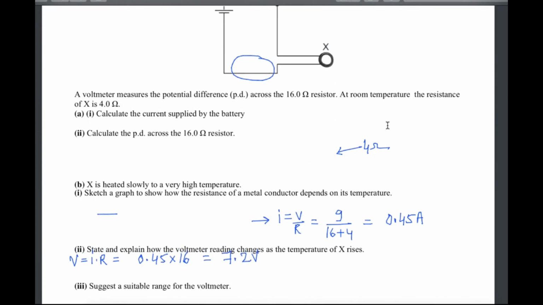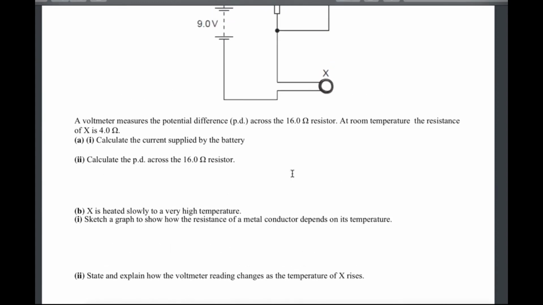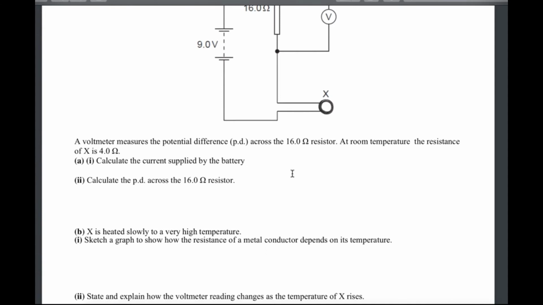Part B. X is connected slowly to a very high temperature. Sketch a graph to show how the resistance of a metal conductor depends on its temperature. So students, if you increase the temperature, resistance of the metal would keep on increasing. So resistance versus temperature, it would keep on increasing like this.